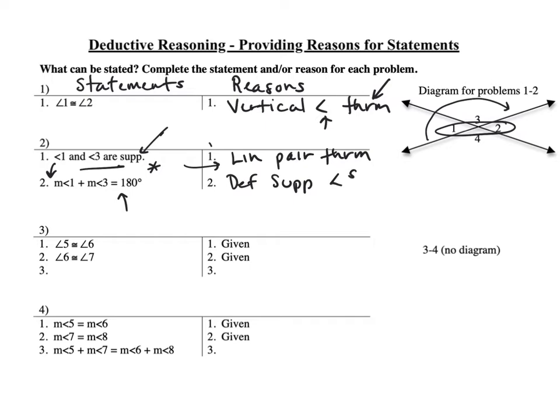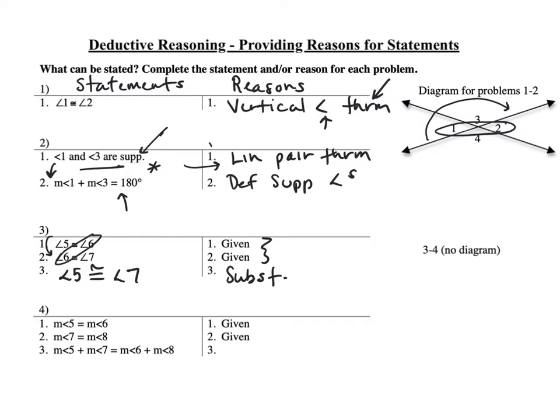Number 3, angle 5 is congruent to angle 6. Angle 6 is congruent to angle 7. Given is what we know. This is what we know to be true. Well, if you look at this, they're both congruent to angle 6. So what I could do is plug in angle 5 for angle 6. That's called substitution. I could now state that angle 5 is congruent to angle 7 by substitution.